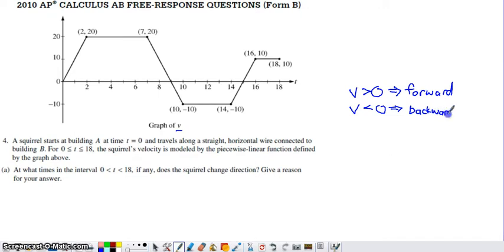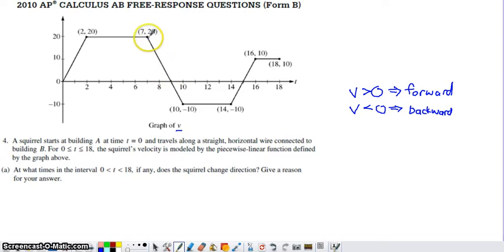Now, the most commonly made mistake that I see in situations like this is we say, well, the squirrel's moving forward, forward, forward. The squirrel is stopped right here. That's not the case. The squirrel's still moving forward. It's moving at a constant velocity of 20 feet per minute, probably not 20 feet per second. We don't really have any units to go with here, but 20 units of distance divided by whatever the units of time are measured in. So the squirrel's velocity is 20 on this piece of the graph. It's not stopped. The squirrel does not change directions right here.